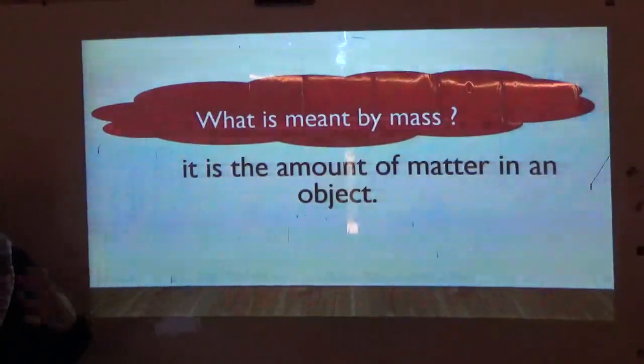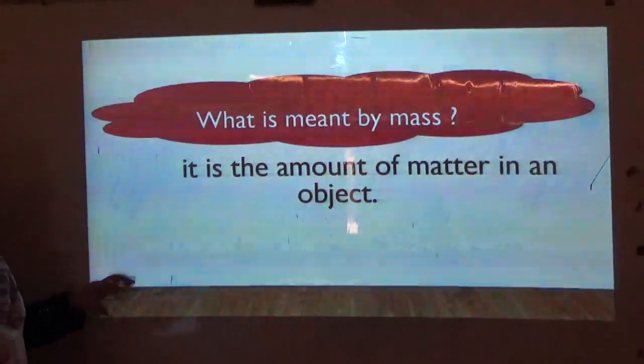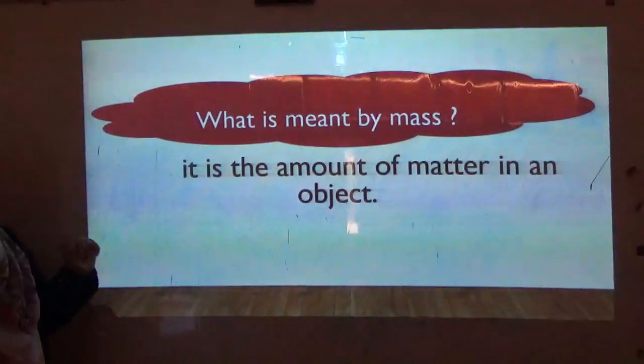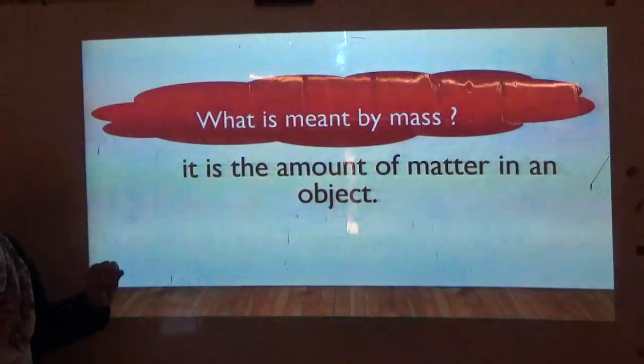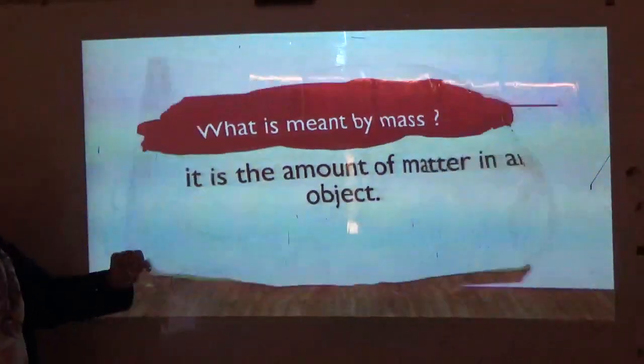As a general conclusion, and finally, we come to the meaning of mass. Mass is the amount of matter in an object. The amount of matter in an object. And the object that has a greater amount of matter will have a greater mass.